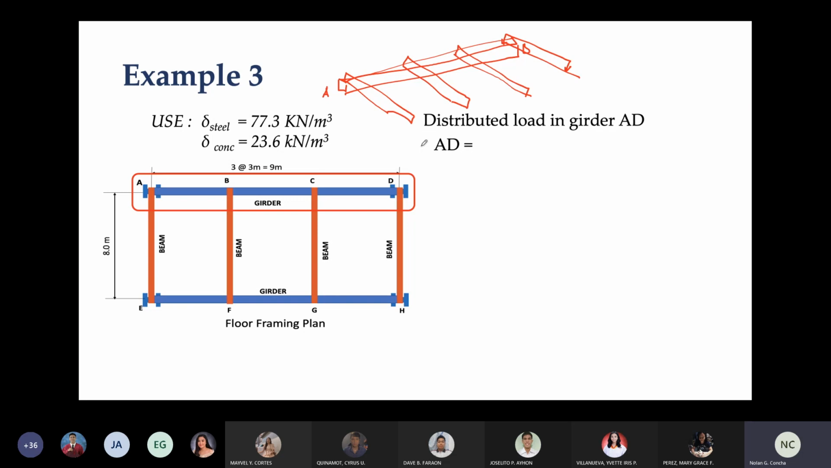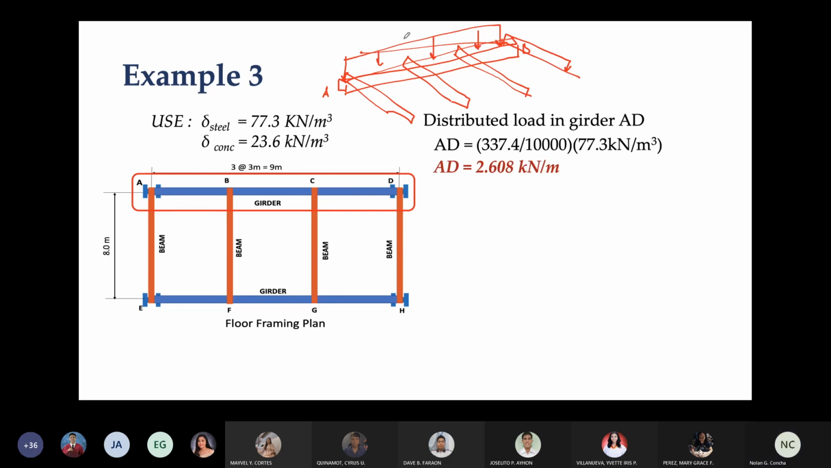So, for AD, it will be the unit weight of your steel times the area of the girder. So, that's the uniform load, the self-weight. That will be your self-weight here. And so, you have 2.608 self-weight, uniformly distributed, 2.6 kilonewton per meter.